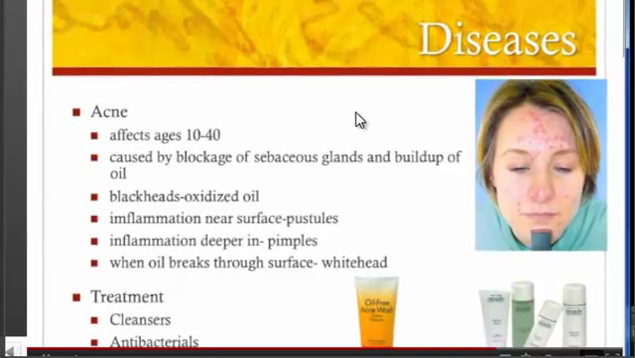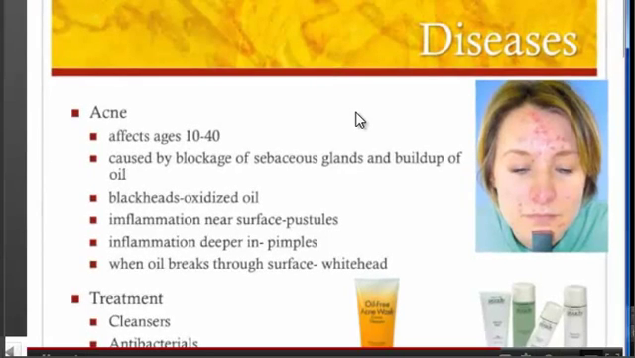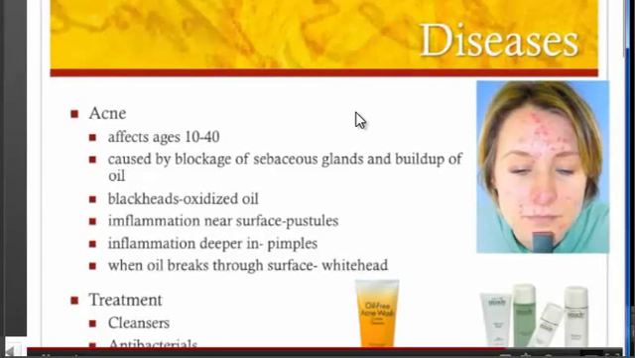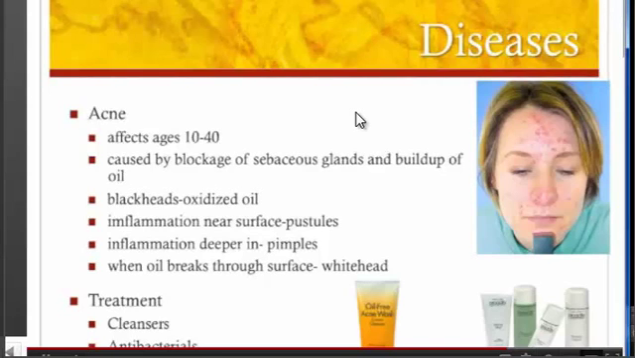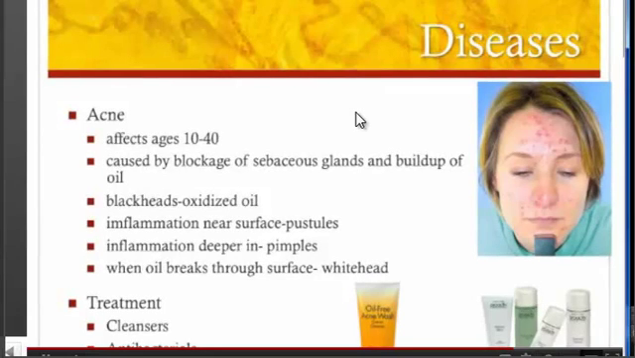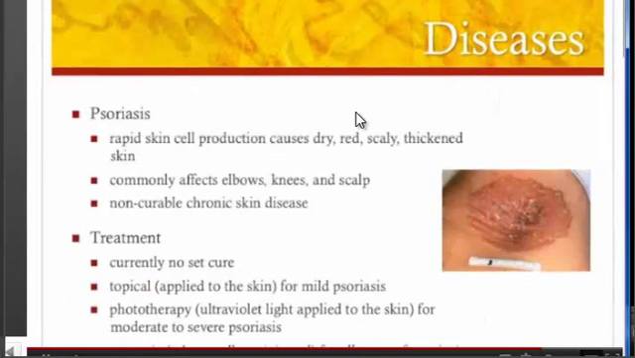Blackheads are oxidized oil, and inflammation often occurs on the surface of these pustules, while inflammation deeper in the pimples is going to be caused by irritation on the surface. When the oil breaks through the surface, we see that as a whitehead, and often steroid treatments or topical creams and cleansers would need to be used.